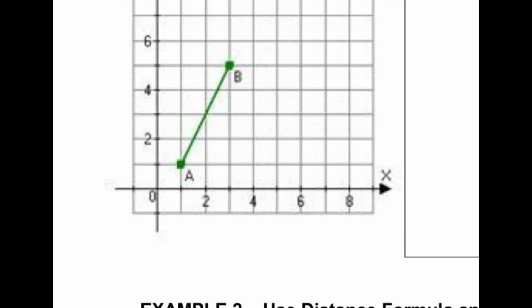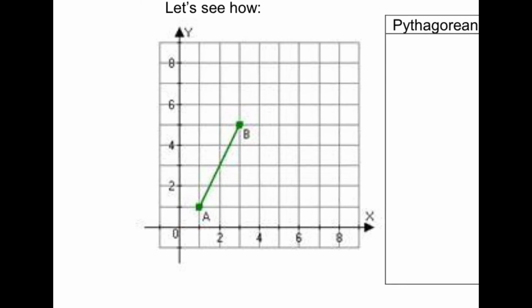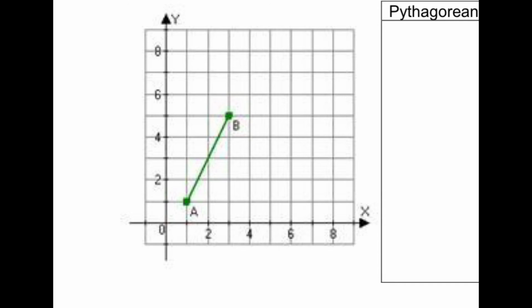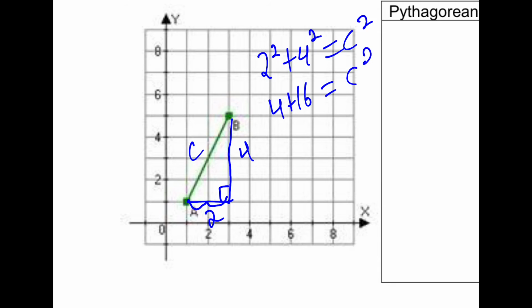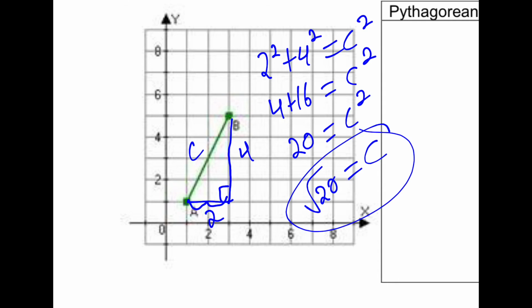The last part of this skill was finding the distance between 2 points in the coordinate plane. And I like to show you how to do it using the Pythagorean theorem. What we can do here is we can count the distances for the sides and make this a triangle. There's a distance of 2 and a distance of 4. If we call this C, our hypotenuse, we can say that 2 squared plus 4 squared is equal to C squared. Or in other words, 4 plus 16 is equal to C squared. And if we take the square root of both sides, we get that the square root of 20 is equal to our hypotenuse, or the distance.